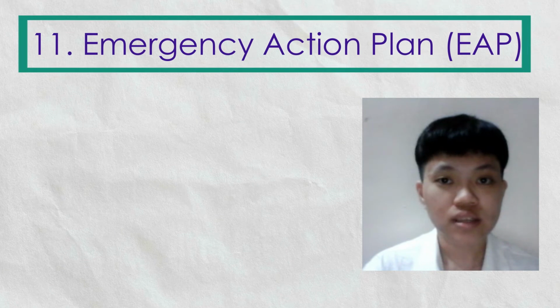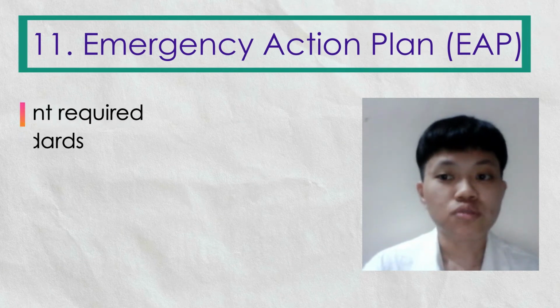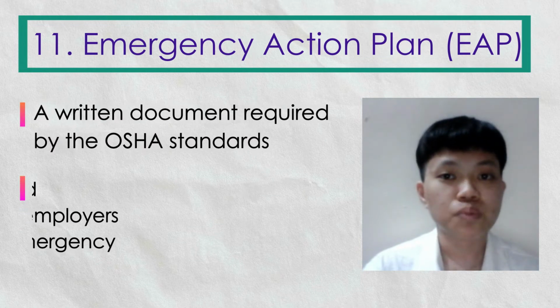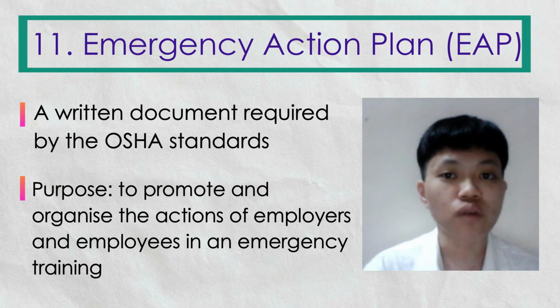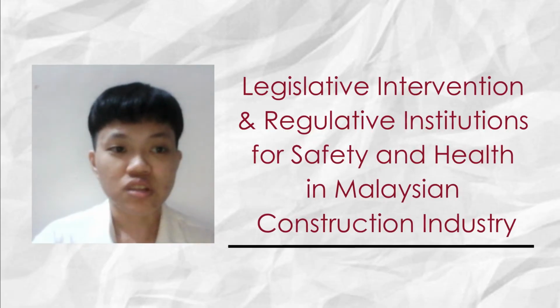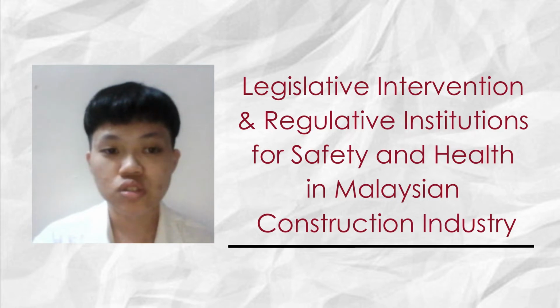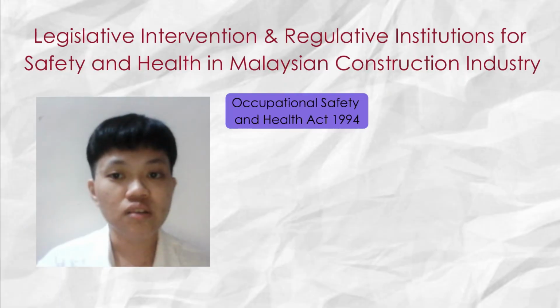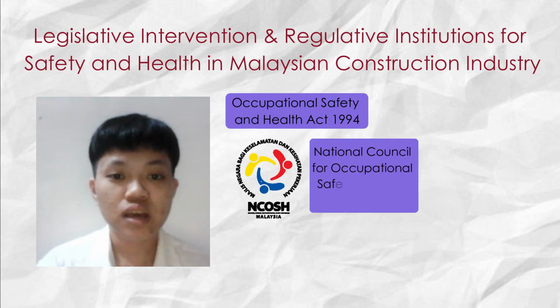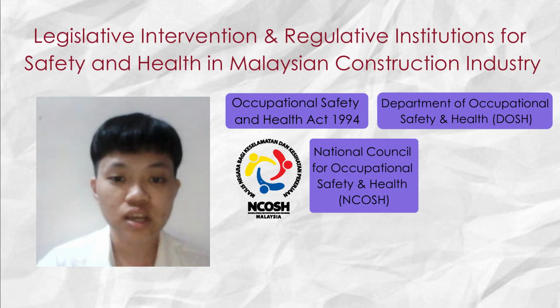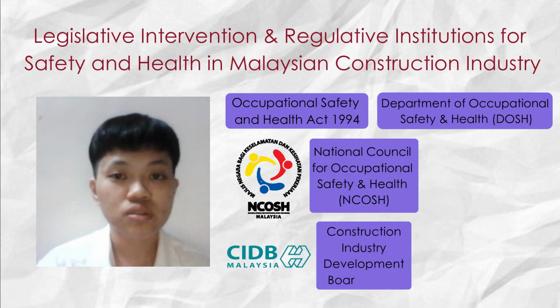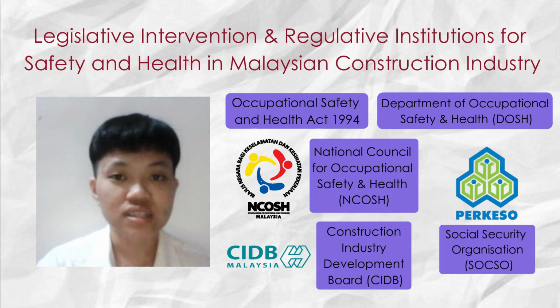Emergency Action Plan (EAP). It is a written document required by the OSHA standards. Its purpose is to promote and organize the actions of employers and employees in emergency training. These are all the legislative interventions and regulative institutions for safety and health in the Malaysian construction industry. Occupational Safety and Health Act 1994, National Council of Occupational Safety and Health NCOSH, Department of Occupational Safety and Health DOSH, Construction Industry Development Board CIDB, Social Security Organization SOCSO.